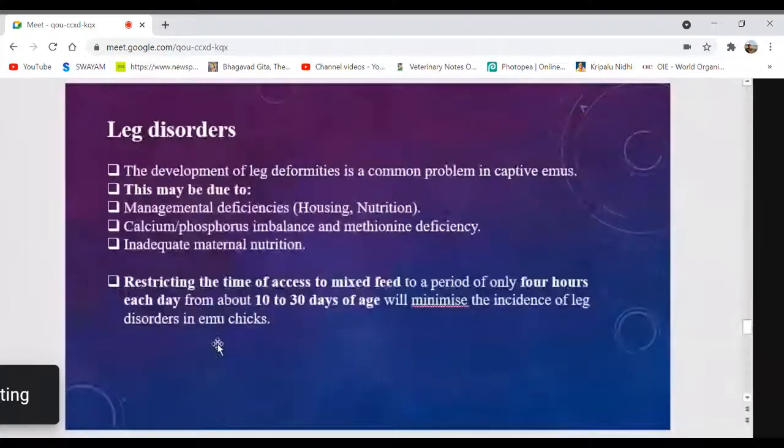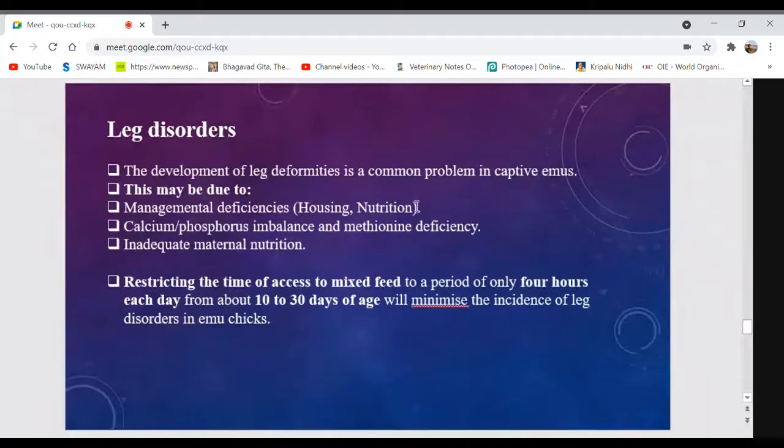This is a problem because their body weight is more, size is big. Because of that, leg problem is common in case of emu birds. Leg disorders are common, and this may be due to managemental deficiency, that is housing and nutrition. If we rear them under an intensive system of management, and they cannot get enough space for moving, for walking, for running, then leg disorder may occur.